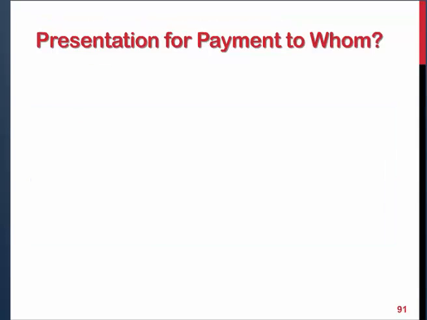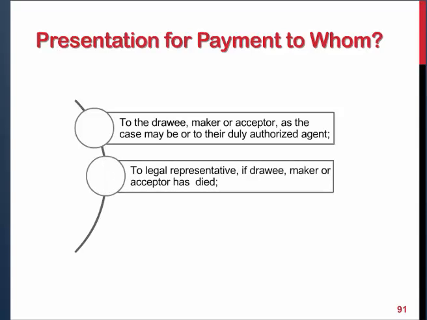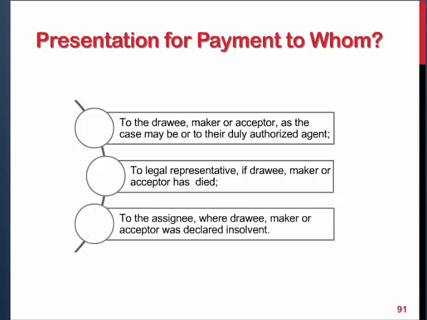Now the question is, to whom the presentation for payment should be made? The presentation for payment should be made to the drawee, maker or acceptor, as the case may be, or to their authorized agent. It should be made to the legal representative if the drawee, maker or acceptor has died. It should be made to the assignee where the drawee, maker or acceptor was declared insolvent. Delay in presentation for payment is excused if it is caused by circumstances beyond the control of the holder.